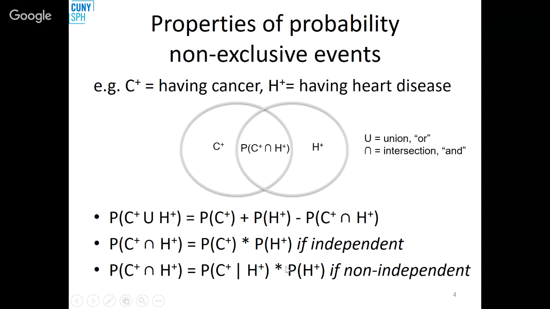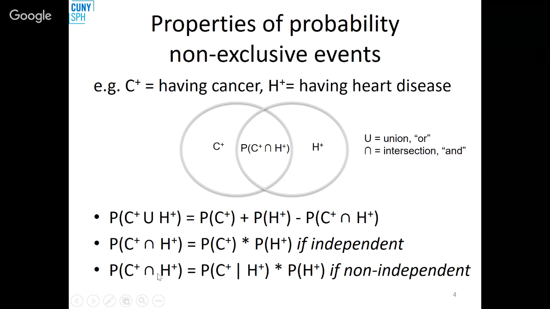then instead of just being the product of these two things, it's the product of one of them. So I'm writing it this way: the probability of having heart disease times the probability of having cancer conditional on having heart disease. So I've just had to add this conditional aspect to the probability of having cancer. So instead of just the probability of cancer times the probability of heart disease, it's the probability of cancer conditional on having heart disease.